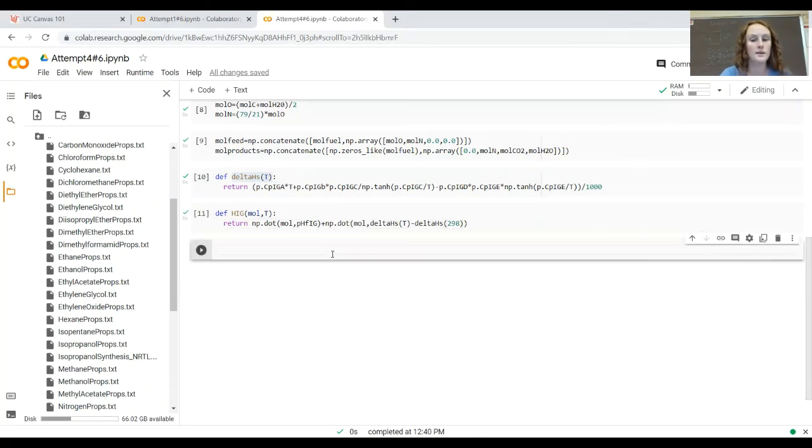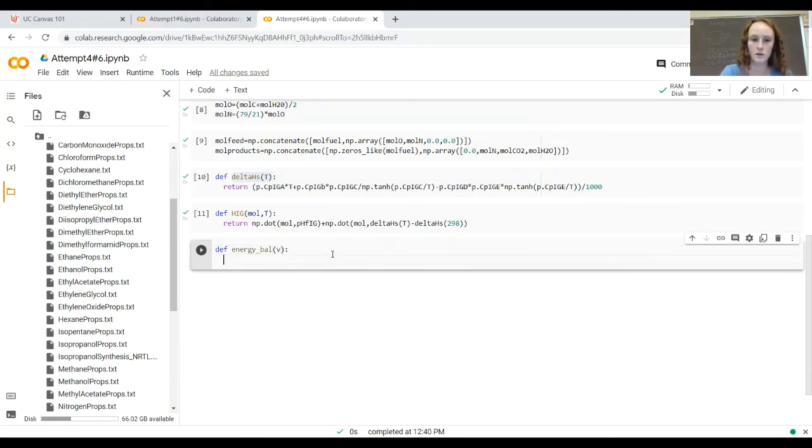If we've messed up anything in there, same thing as the line before, the syntax is correct, but we might have to go back and change something else. All right. So now that we've done that, all that we have left is we need to set up for our root solver. So we're going to go ahead and do an energy balance class, energy balance, and we're going to call in vector V, which is just going to be equivalent to temperature.